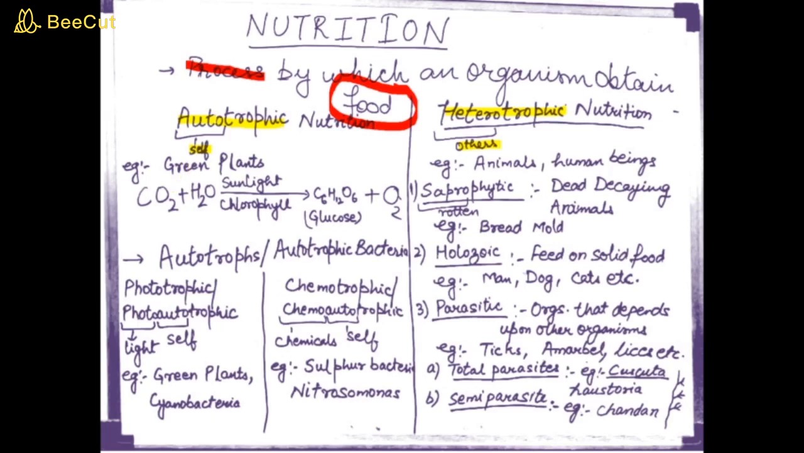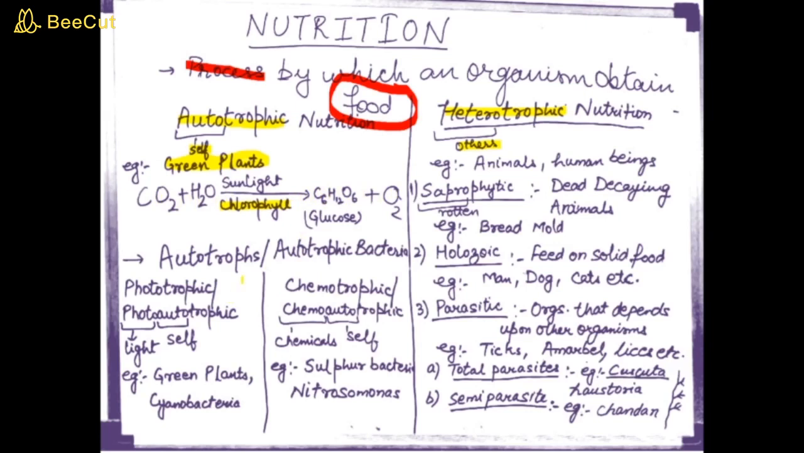In autotrophic, we are saying that they are deriving nutrition on their own. The best example is green plants. What do green plants do? Green plants use carbon dioxide and water in the presence of sunlight and chlorophyll. Chlorophyll is a green colored pigment which is found in chloroplast or plastids of the leaves of plants, and they help to convert carbon dioxide and water into glucose and oxygen.